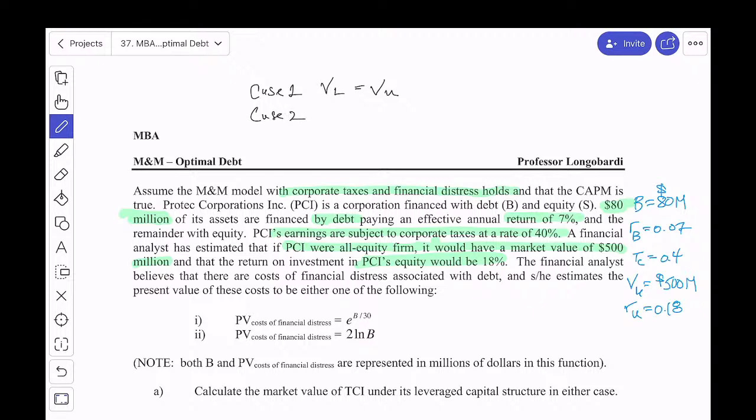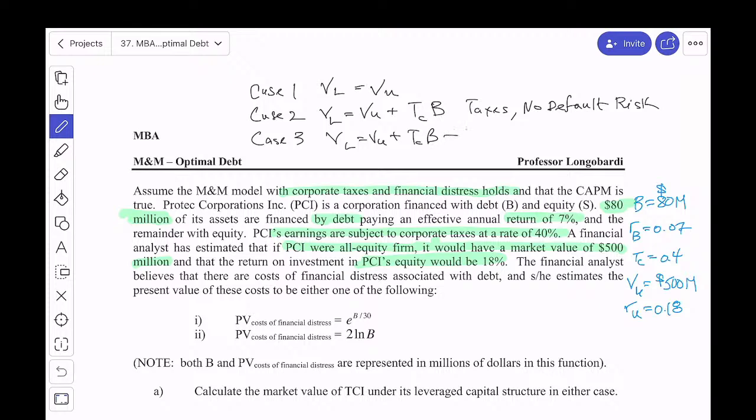So then we introduce case 2. In case 2, the levered firm is equal to the unlevered firm, but we also have the perpetual tax savings when there's taxes but no default risk. And then all those other assumptions as well. But those are what changed. And then case 3, we allowed for default risk. And this is what we're going to use. So this is VU plus TCB, but then it's offset by the present value of financial distress cost.